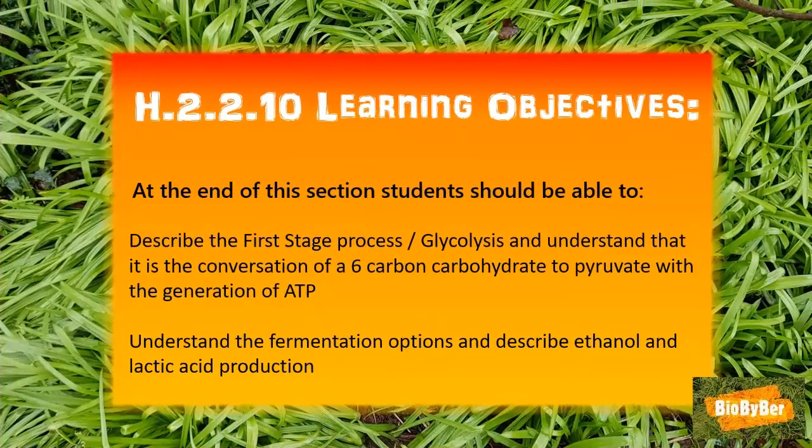Now that we have reached the end of our lesson, have we achieved our objective? Can you describe the first stage process or glycolysis and understand that it is the conversion of a 6-carbon carbohydrate to pyruvate with the generation of ATP? Can you understand the fermentation options and describe ethanol and lactic acid production?